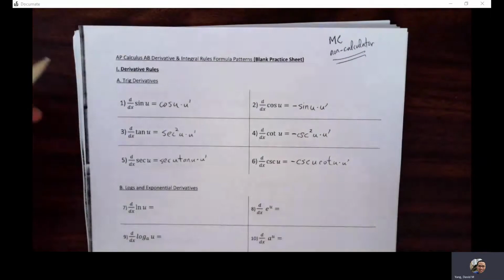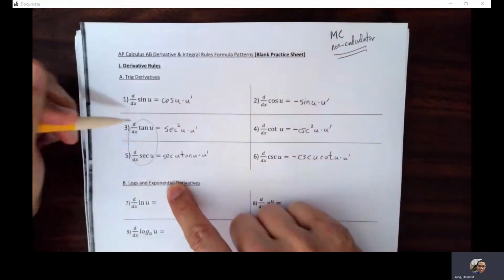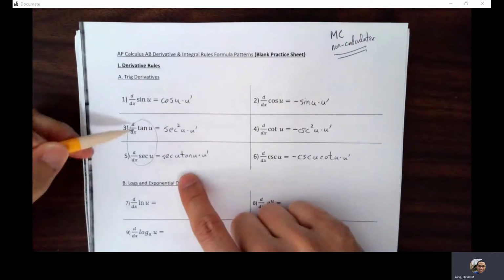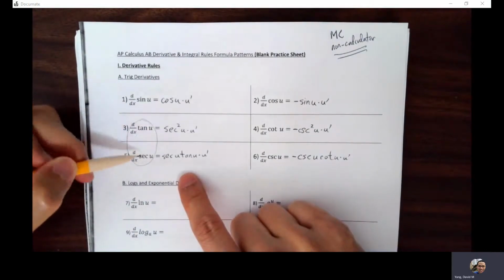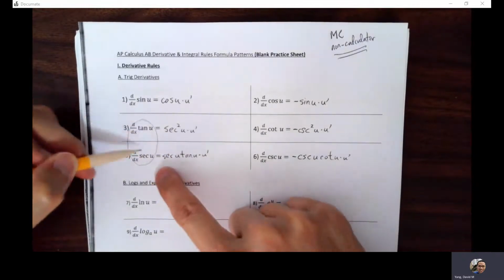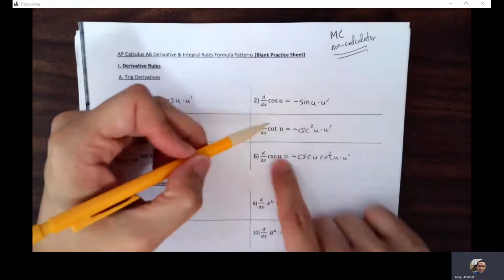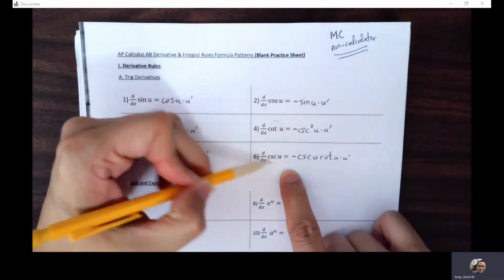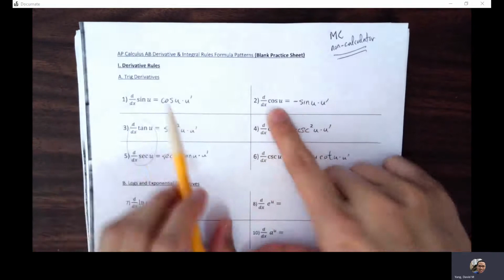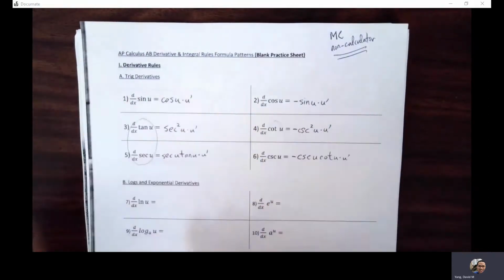I also want to show you a couple of things here. Tangent and secant, their derivatives basically involve only each other, right? Tangent just involves secant squared, and then secant's derivative is just secant tangent. Cotangent and cosecant, their derivatives involve each other as well, if you look at them. Sine and cosine, these derivatives only involve each other.